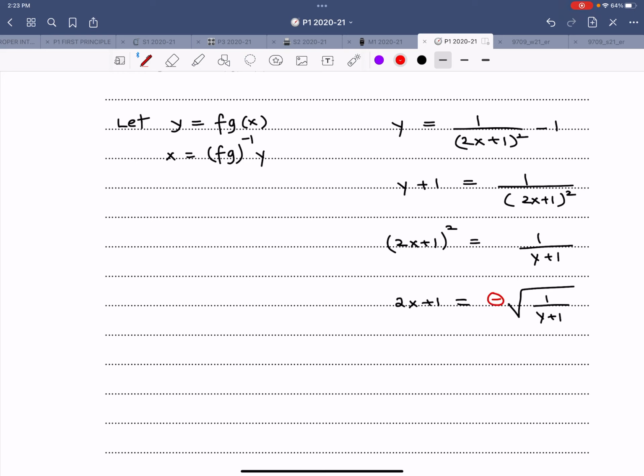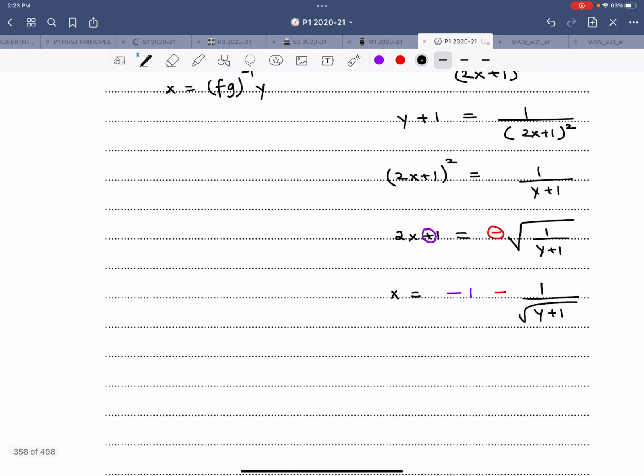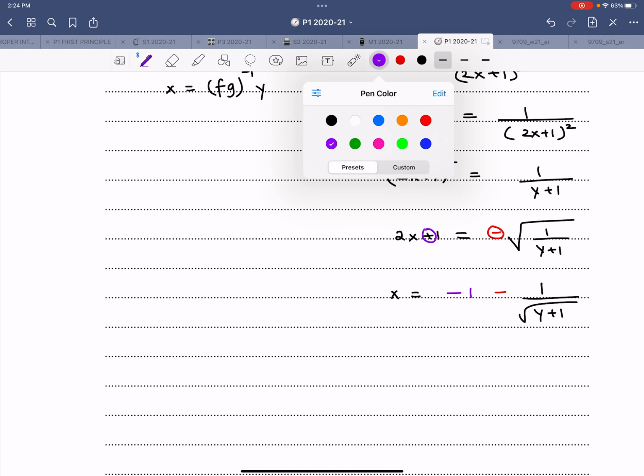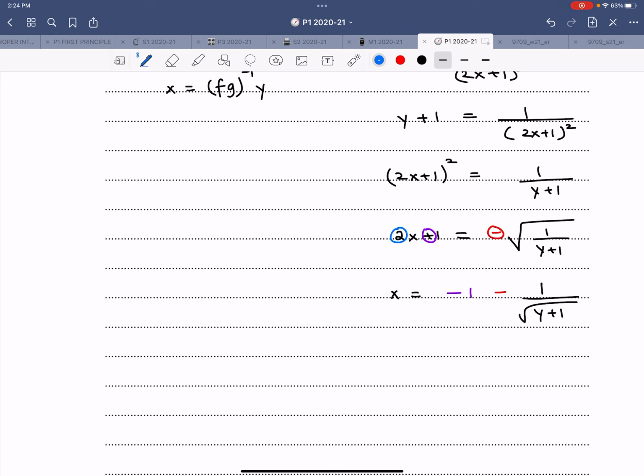Make x the subject. x is equal to minus 1. So this minus is this minus. From here, this plus becomes minus 1. And then a red minus. And then too many minuses. 1 over y plus 1, square root. And then this is 2x. So now divide by 2. So get rid of this 2. Divided by 2. Or take that half common out like this.